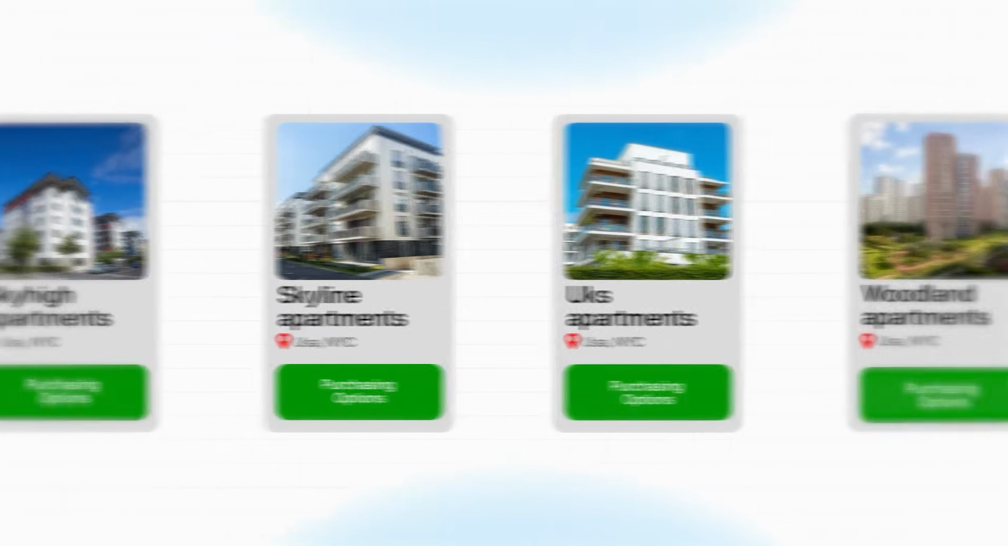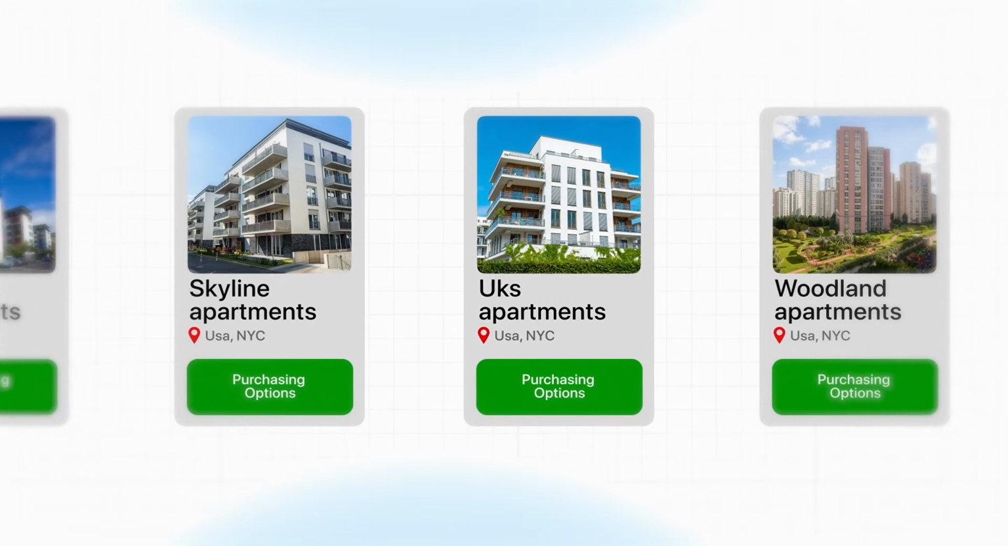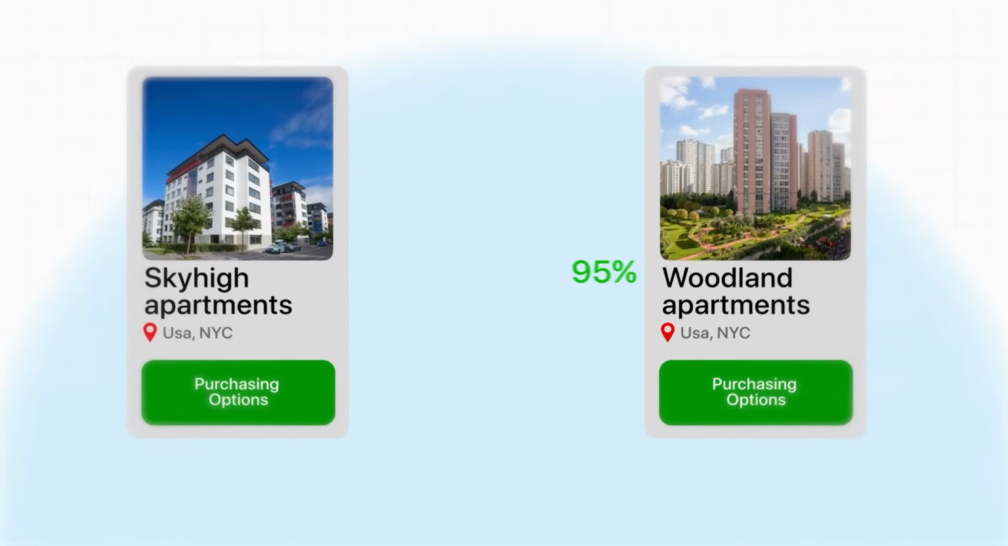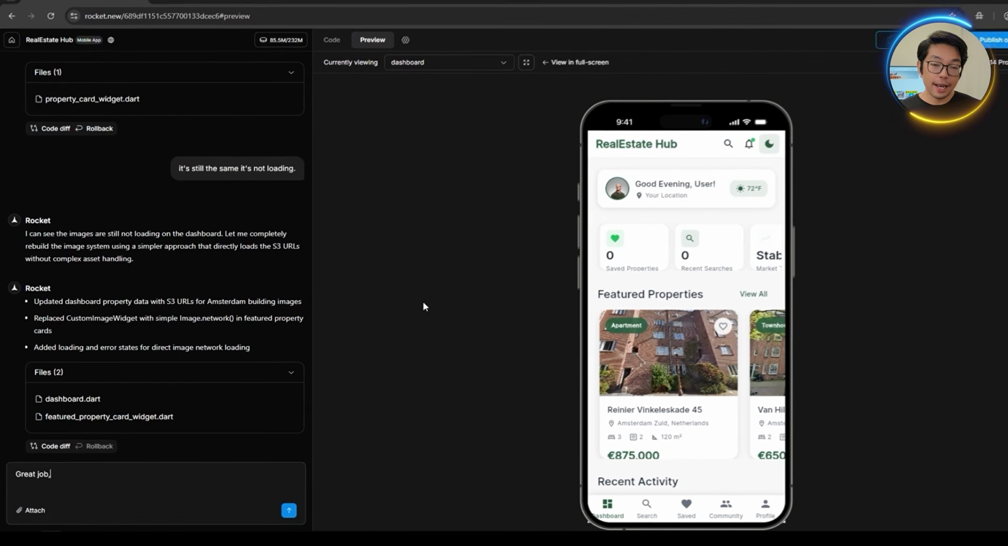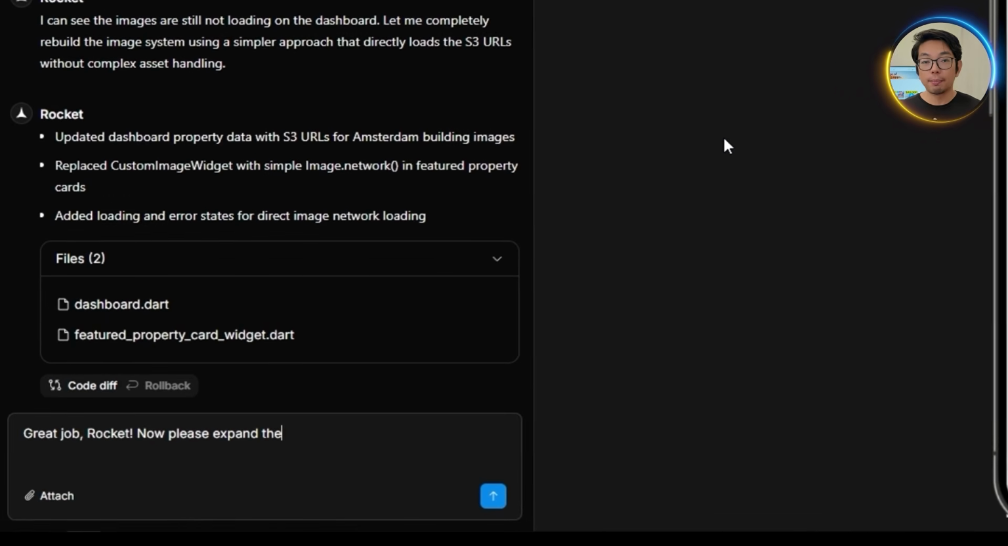One thing every serious real estate app needs is a way to go beyond just browsing, because users don't just want to see listings. They want to compare options side by side and understand the bigger market picture before making decisions. So what we need here is advanced analysis and comparison tools, and that's exactly what we're going to build next. So to do that, I'm going to pass Rocket this exact prompt.